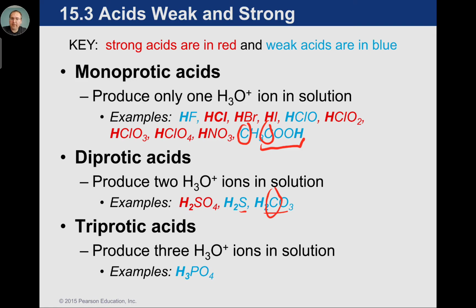As you get to triprotic acids, there aren't many of these because there aren't many ions that have a -3 charge that give us 3 protons. So phosphoric acid is really the only one that we deal with in intro chem, and it happens to be weak, which is unfortunate because it is big.